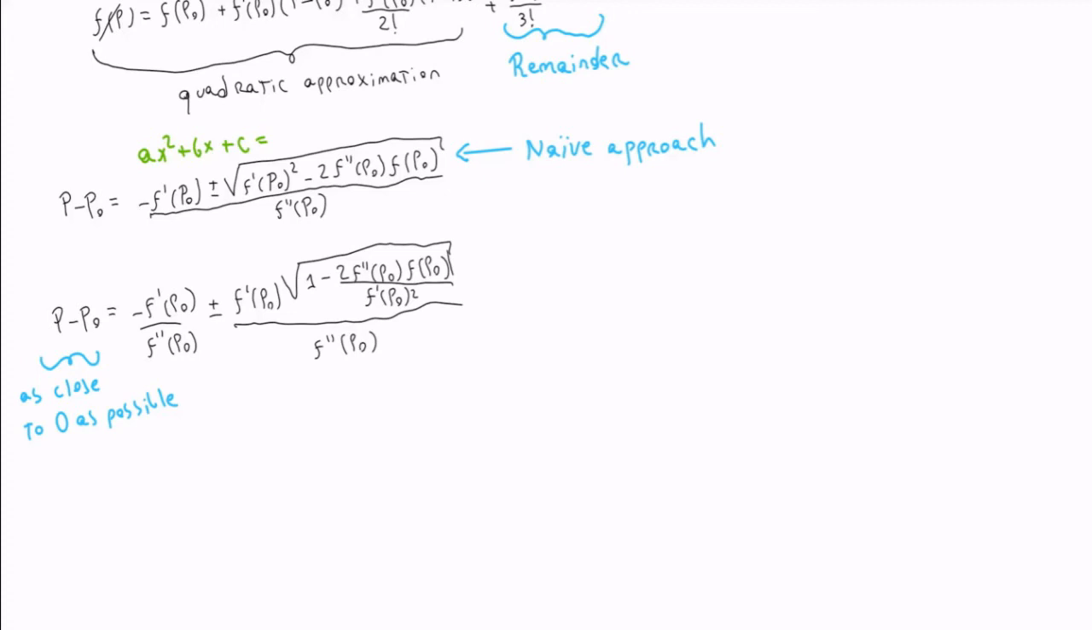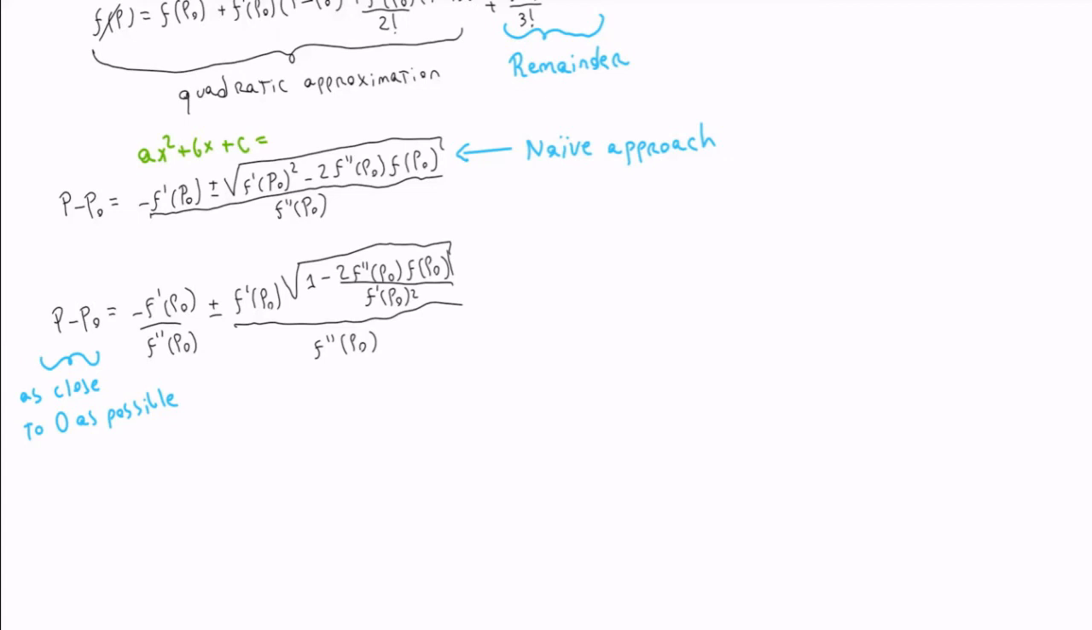Now, simplifying the equation in the step before, like taking the f prime at p sub 0 out of the square root, will actually allow us to pick one of the two solutions for the square root, which will guarantee that this term is going to be the smallest term possible.